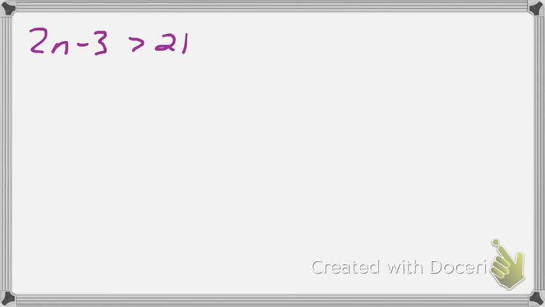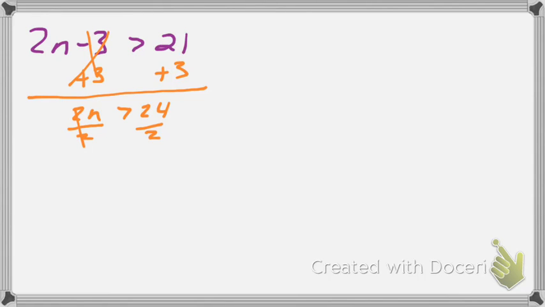2n minus 3 is greater than 21. Why don't you go ahead and try that one, and then we'll go over it together. Okay. Add 3. Divide by 2. The correct answers, the numbers that work when you put them in for the purple n, are the numbers that are greater than 12.